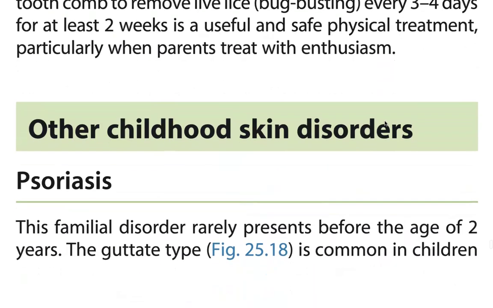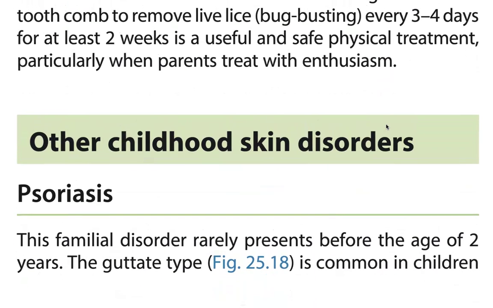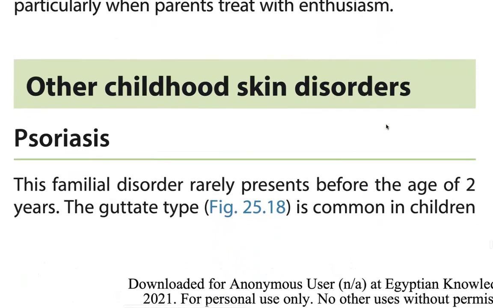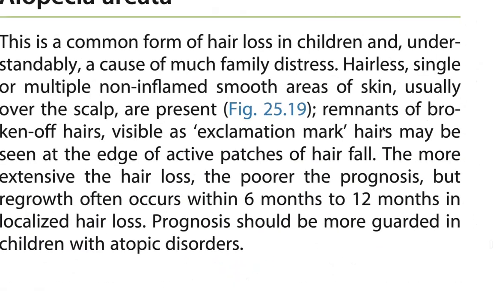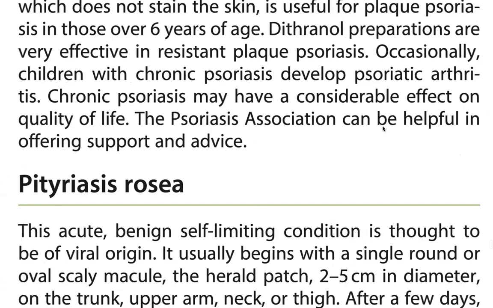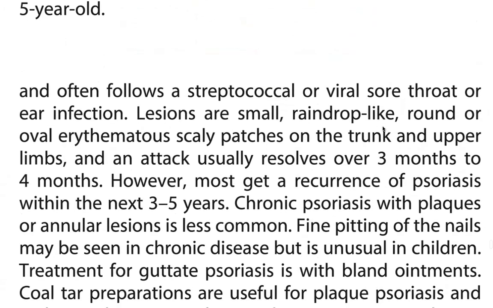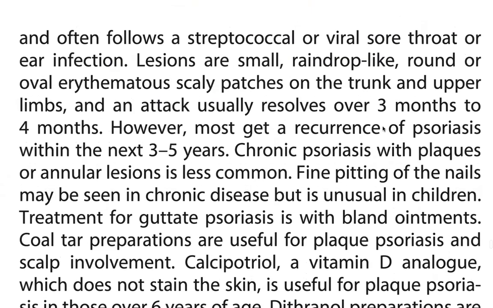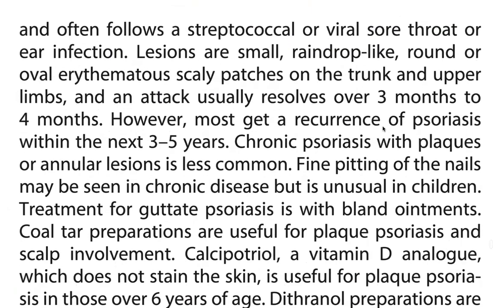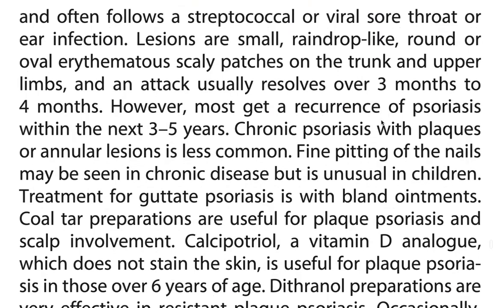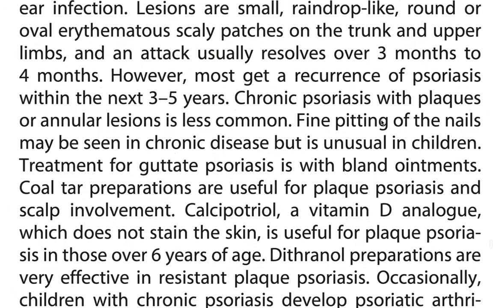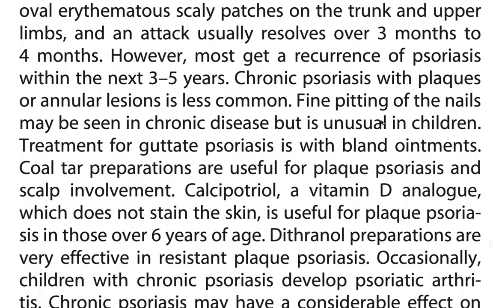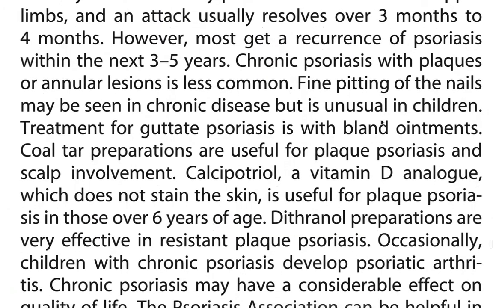Other childhood skin disorders. Psoriasis rarely presents before the age of 2. Guttate type is common in children and often follows a streptococcal throat or ear infection. Lesions are small raindrop-like, round or oval erythematous scaly patches on the trunk and upper limbs. An attack usually resolves over 3 to 4 months. However, most get a recurrence of psoriasis within the next 5 years.